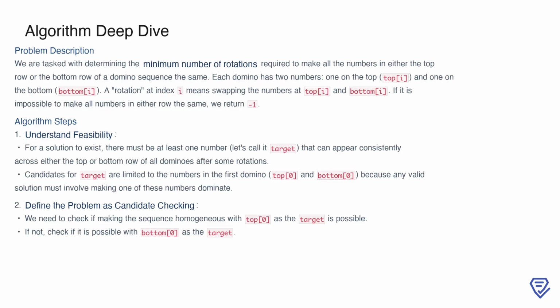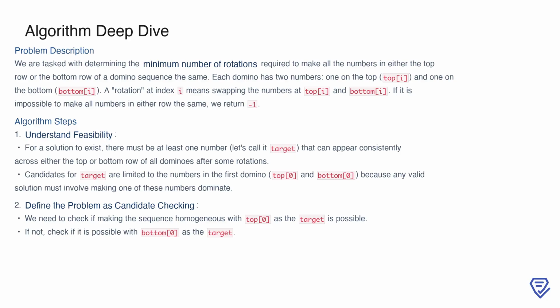To solve this, the first step is to understand the feasibility of the problem. For a solution to exist, there must be at least one number, called the target, that can dominate either the top or bottom row after some rotations. The candidates for this target are restricted to the numbers in the first domino, tops[0] and bottoms[0], since any valid solution must involve making one of these numbers dominate the sequence.